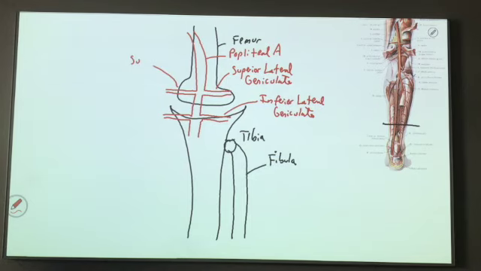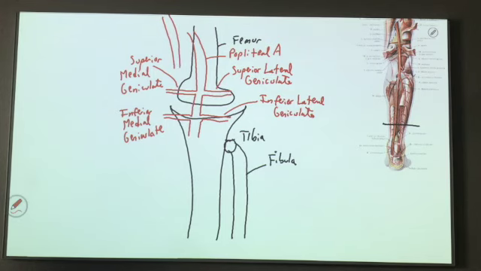Here's my superior medial geniculate and my inferior medial geniculate. Remember also we're going to have this descending genicular as well, coming off of the femoral artery.